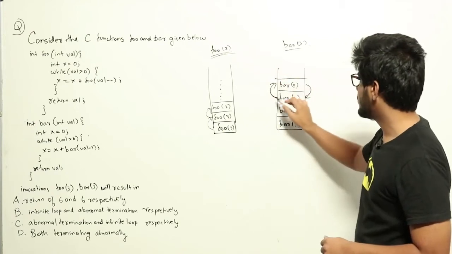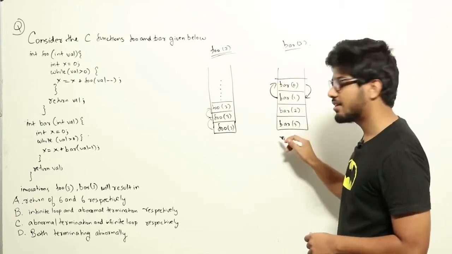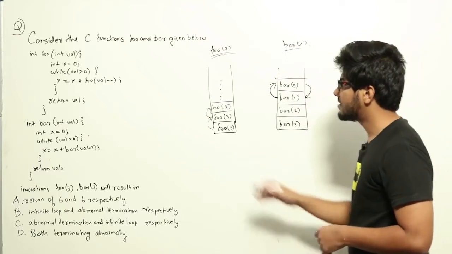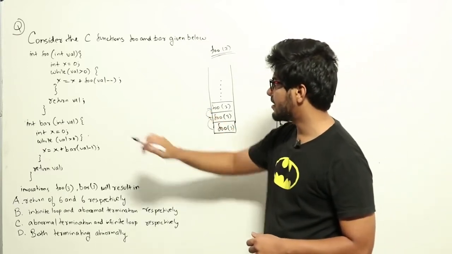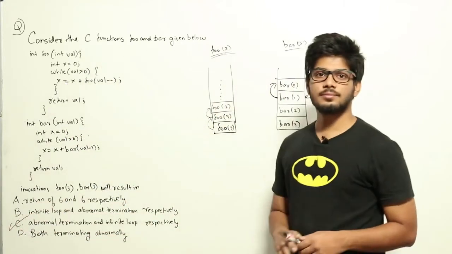But this is an infinite loop. Bar 1 keeps on calling bar 0 and comes back. So this will result in an infinite loop. So the answer is, first one is abnormal termination, second is infinite loop. That is option C here.